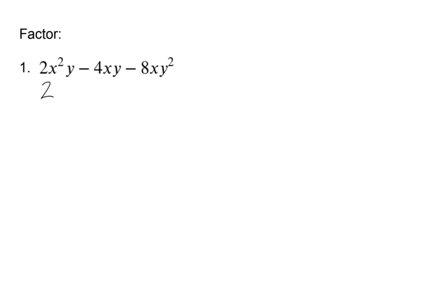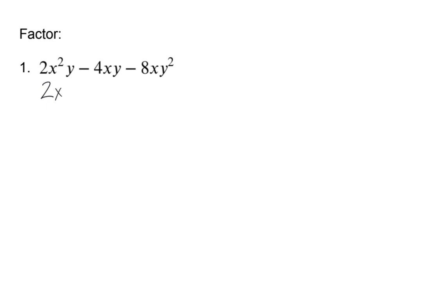Let's look at the variables. This guy has an x squared, this term has an x, and this term has an x. Since everybody has an x, we should be able to pull out at least an x. This one has x squared, which means x times x. So there's two x's sitting here. But these guys only have 1 to give us, so 1 is all we can take. So we're going to take one of those x's.